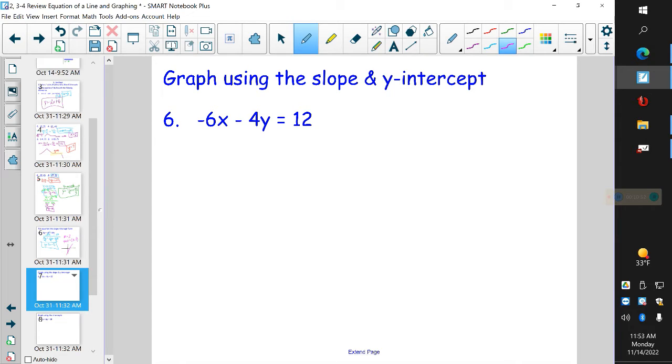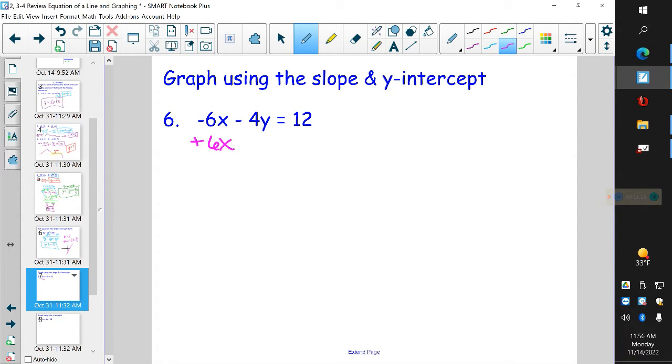Graph using the slope and the y-intercept. So what does that mean? Solve the whole thing for what? Solve it for y, find the slope, find the y-intercept, and graph just like we did the last one. Okay, this says graph using the slope and the y-intercept. So I need to solve this thing for what letter? So what do I do?